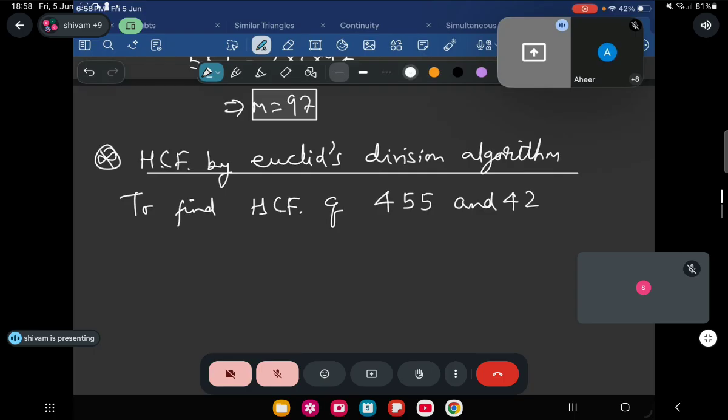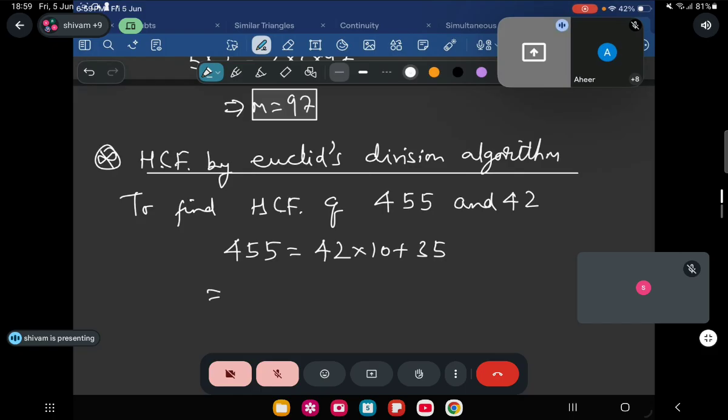We prime factorize. But there is also another method, the long division method. Do people remember the long division method? So what I'm going to do is write down the division algorithm over and over again. This will give us 455 is equal to 42 into 10 plus 35. Are you getting it, Aviraj?